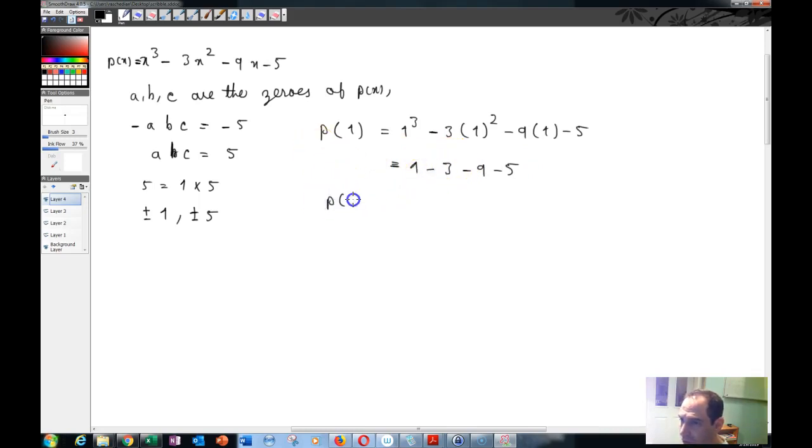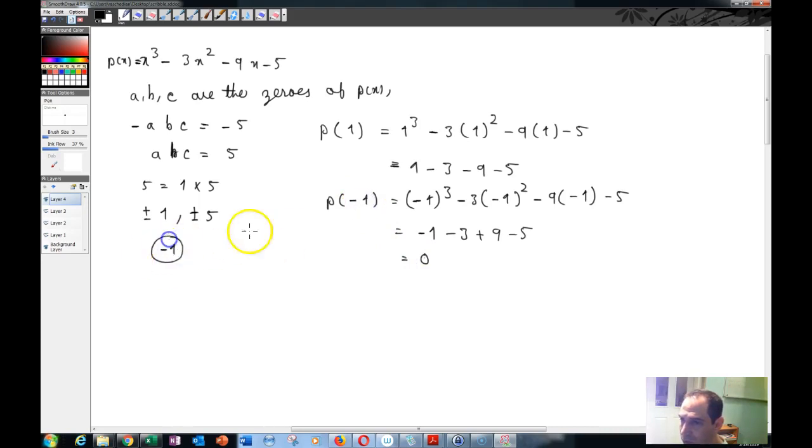So p of negative 1 is equal to negative 1 whole cubed minus 3 times negative 1 squared minus 9 times negative 1 minus 5, and that's equal to negative 1, minus 3, plus 9, minus 5, and that's negative 9 plus 9, which is equal to 0. So negative 1 is one of the zeros of this polynomial.